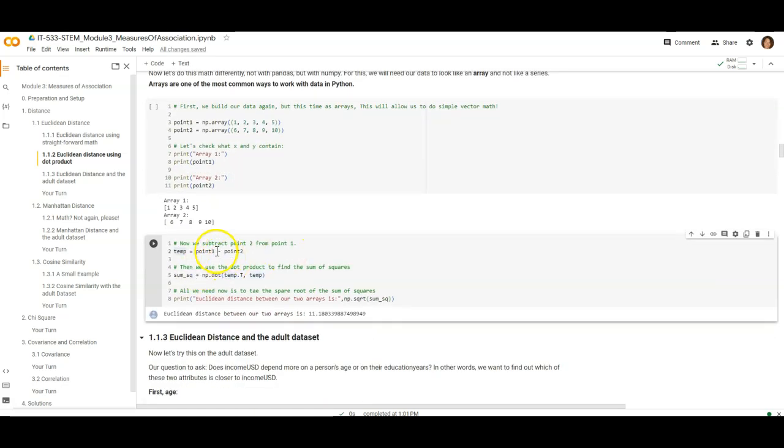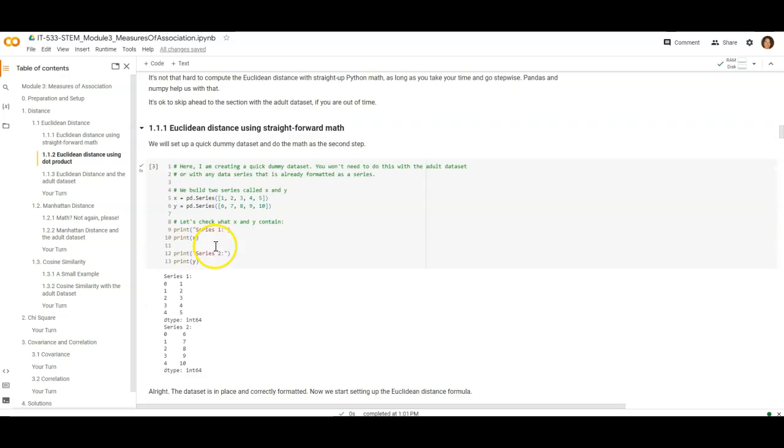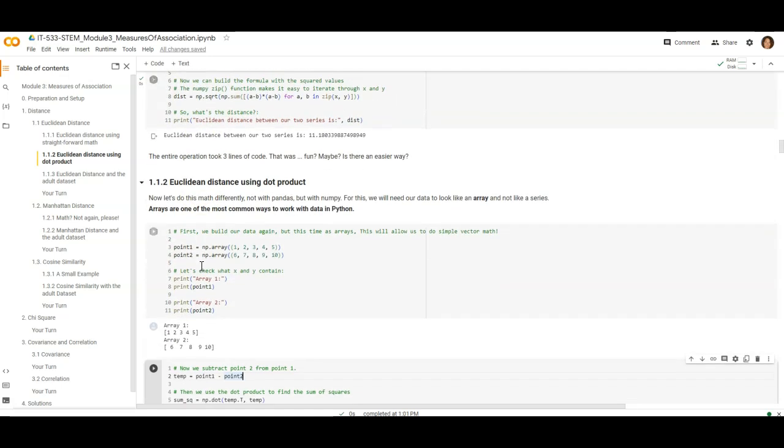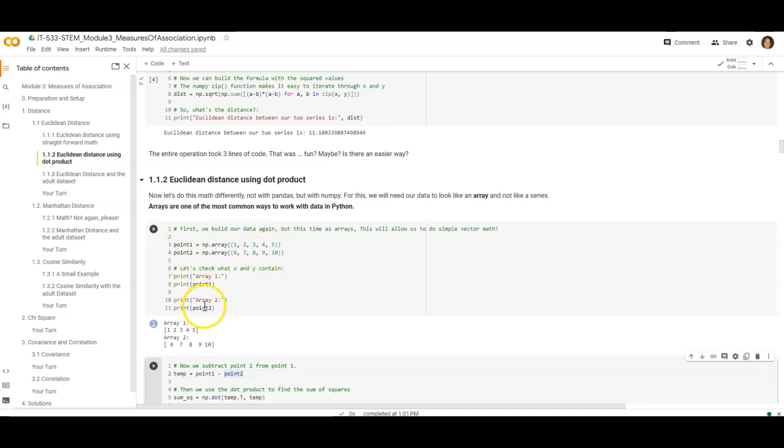The next thing we're going to do for our formula is to subtract point 2 from point 1, which replicates this here, where our x1 is our point 2, our x2 is our point 1, but we're seeing here we are subtracting x1 from x2 and y1 from y2, and our x's are stored in point 1, our y's are stored in point 2.